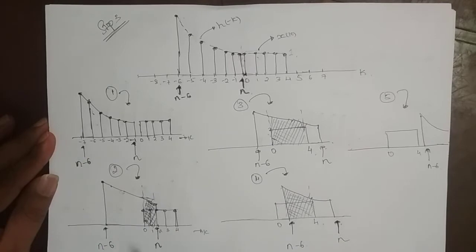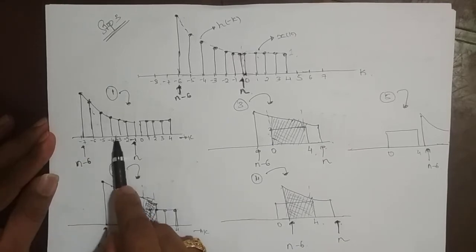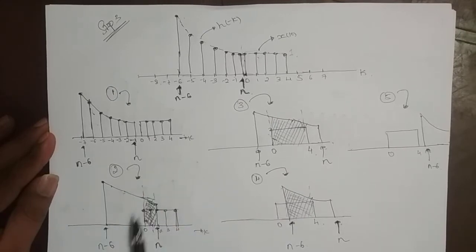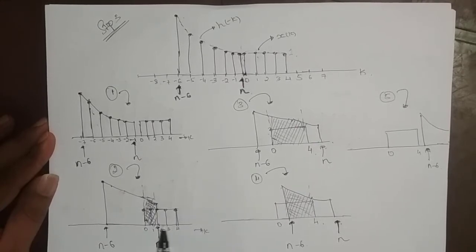So let me repeat it again. This is the non-overlapping region where I kept n less than 0, and I moved this n further right. I have the boundary only: I can move this n from 0 to 4. This is the next region.